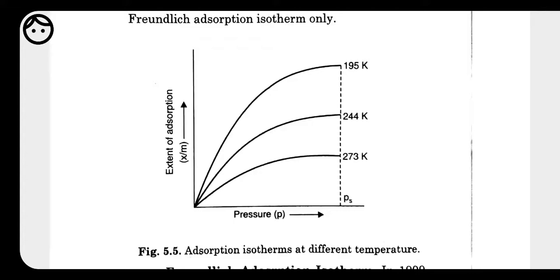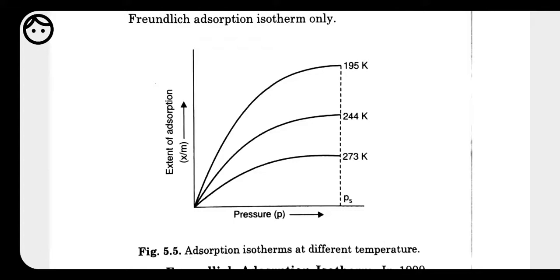So what type of graph did we find? Here it is seen that on increasing the pressure, because here we are talking about the gases which are going to adsorb over the adsorbent, meaning the solid surface, the gas can be converted into liquid, means it can be liquefied, because the molecules come closer to each other and it can be converted into the liquid form. That's why on increasing the pressure, the extent of adsorption goes on increasing.